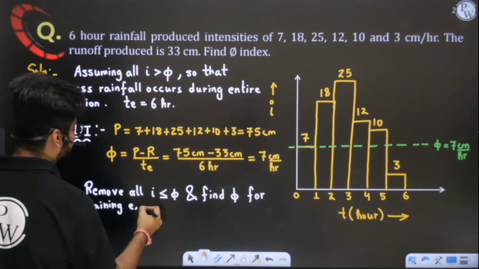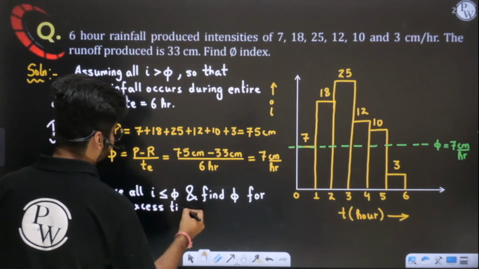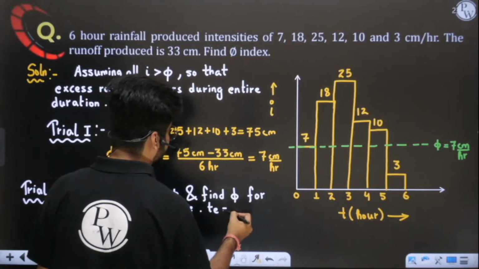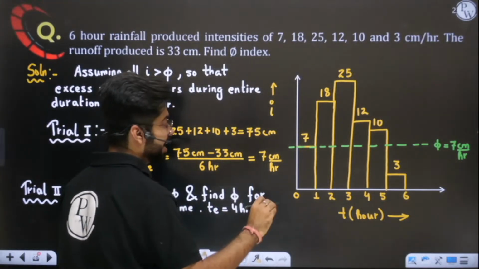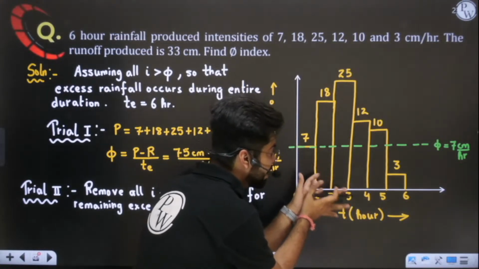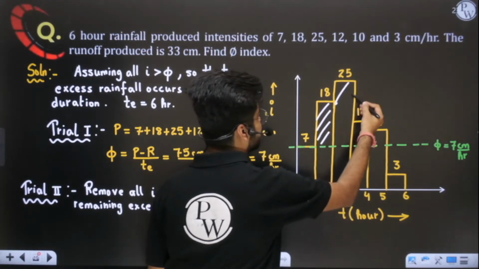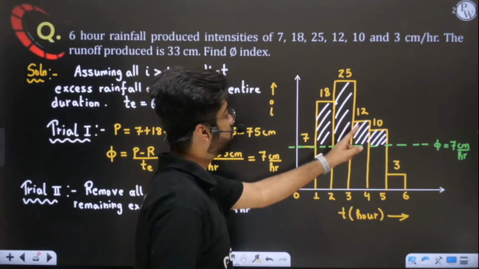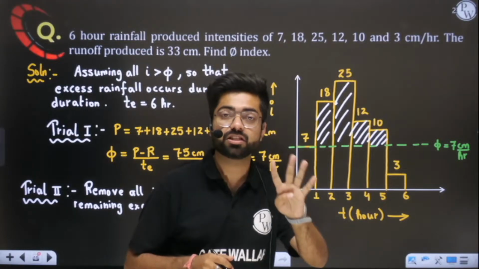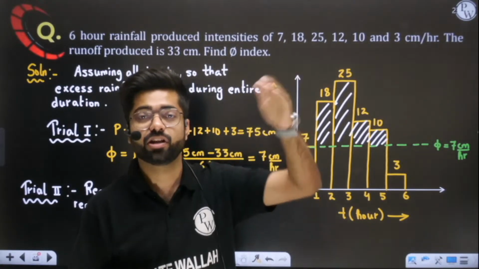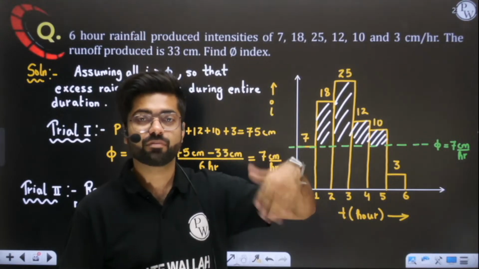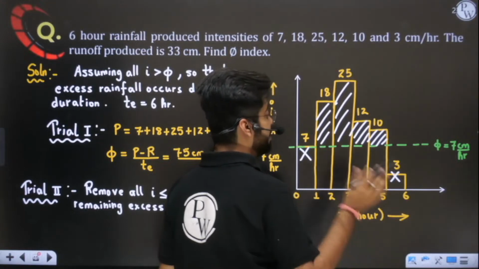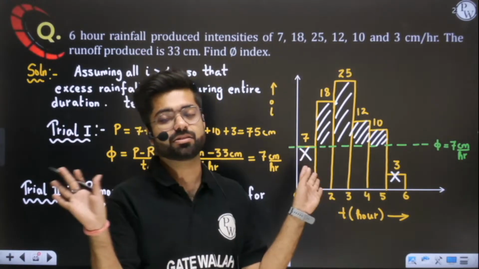After finding the phi value for the first time, we can say for sure that the excess time is 4 hours only. Sir, I can see excess rainfall in this second hour, third hour, fourth hour, and fifth hour. In these 4 hours only, I can see extra rainfall, above 5. Why am I removing 7 and 3? Because they are showing no excess.